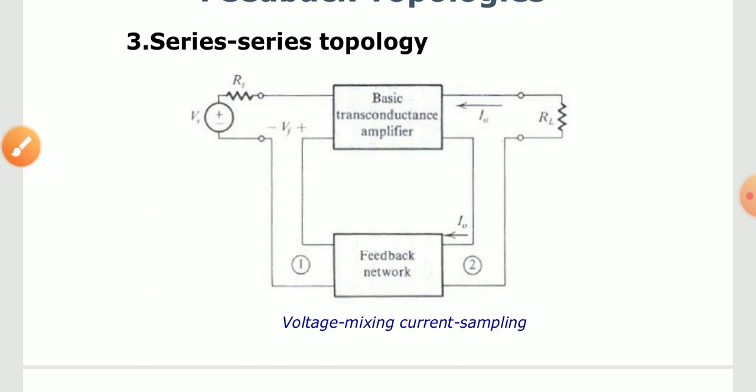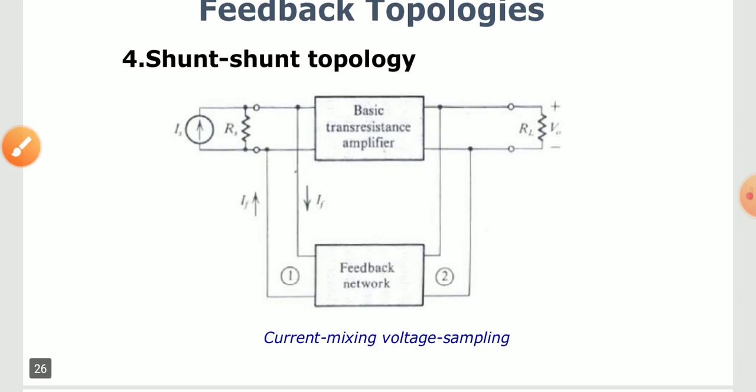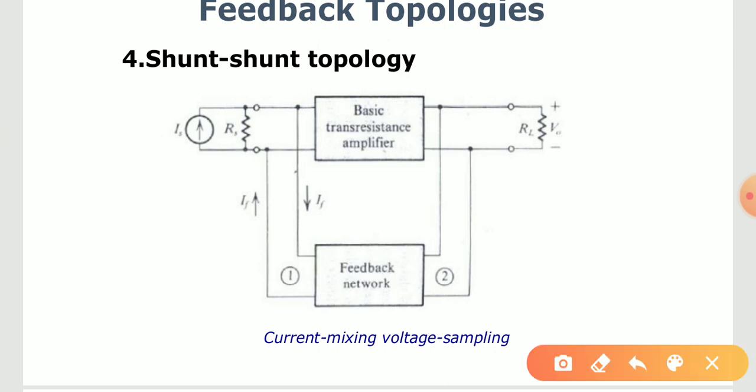Okay, so now the fourth one is defined as the shunt topology. For the shunt topology, what happened? There the sampling is occurred for getting the value of the voltage. So this is the voltage sampling. You just recall the previous analogy in which way I explained. And for the input side, which parameter is used as the mixing one? This is the current. So here the current mixing is applied.